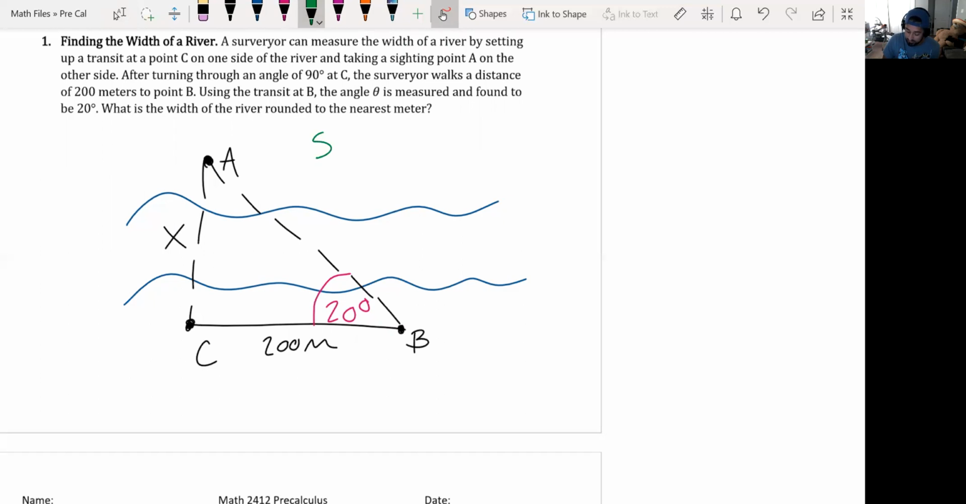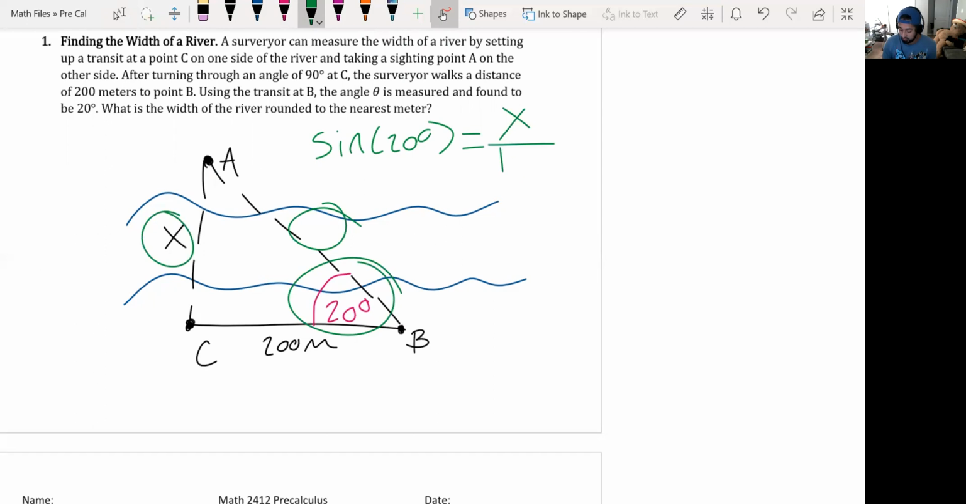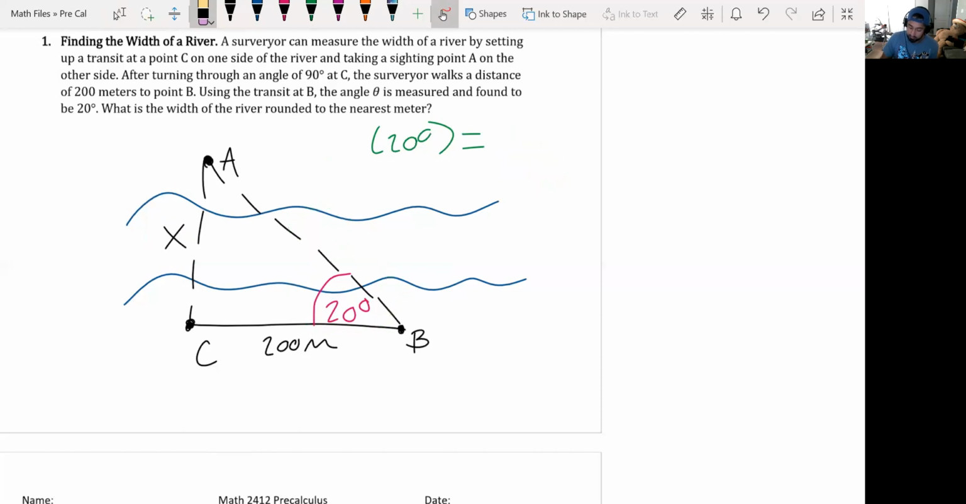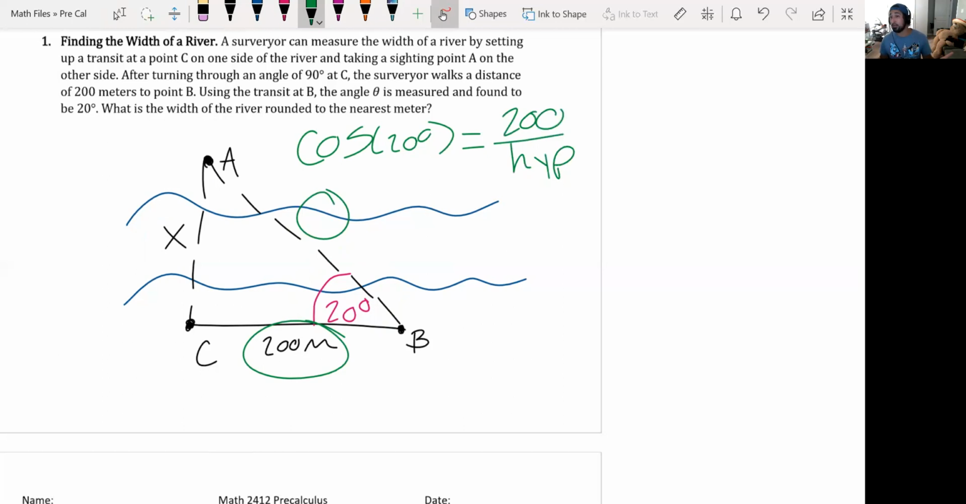So think of the trig functions and their ratios. If I said the sine of 20 degrees, the sine of 20 would put opposite over hypotenuse. Well, there's something we don't know. We don't know the hypotenuse. So is that going to work? No. So that is out. And then, if we said the cosine of 20 degrees, cosine puts the adjacent side over the hypotenuse. Is that going to work out? No, because once again, we don't have any idea what the length of the hypotenuse is. So cosine's not going to work out.